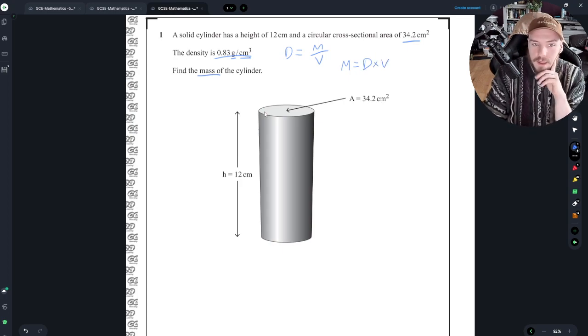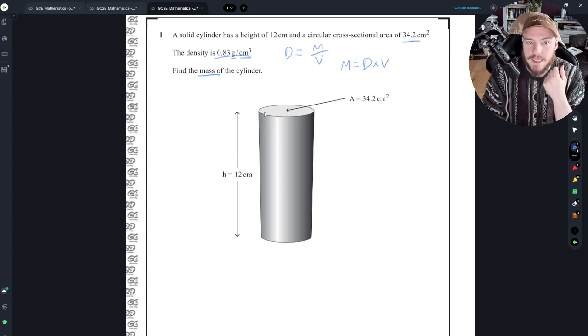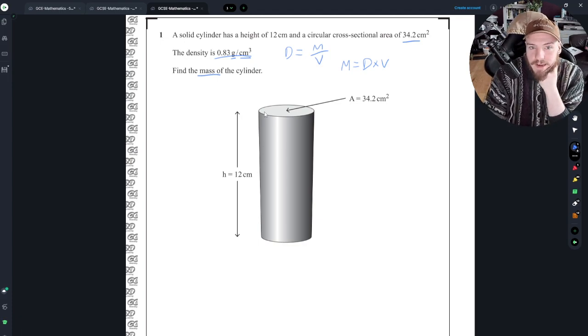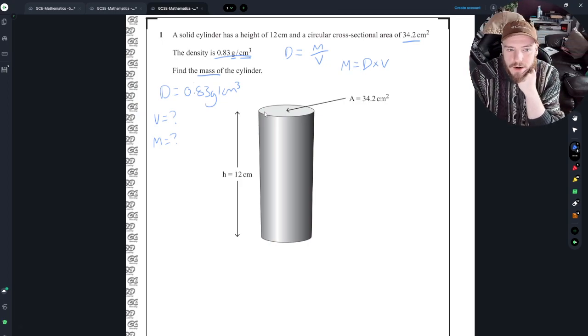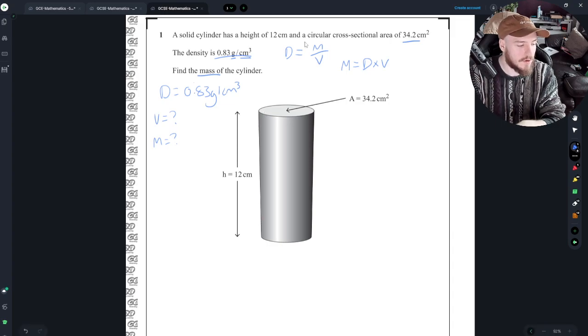Next step, we actually need to find the volume of our cylinder. We know the density is 0.83 grams per centimeters cubed. Our volume we don't know, and our mass we don't know. So let's take a look at our volume first.